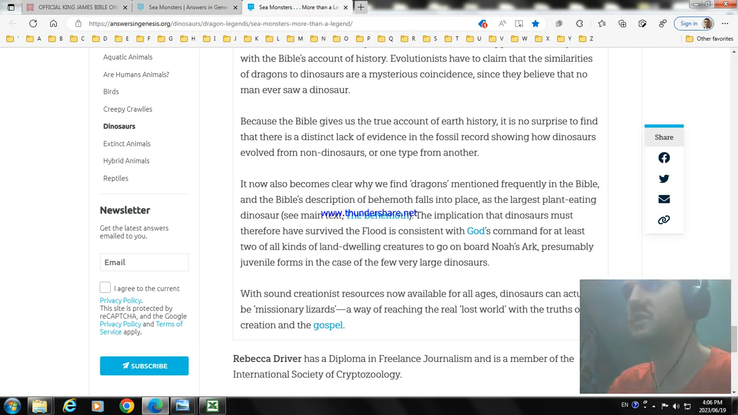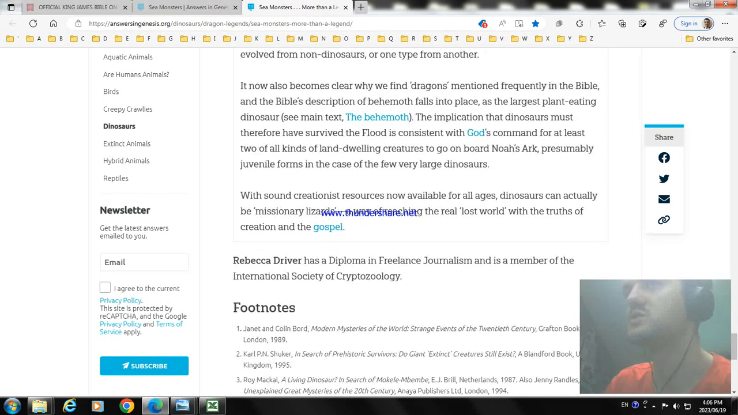There were two of each kind of land-dwelling creature on board God's Ark, principally juvenile, or in the case of a few, very aged dinosaurs. Dinosaurs can actually be missionary lizards, a way of reaching a lost world with the truths of creation and the gospel.